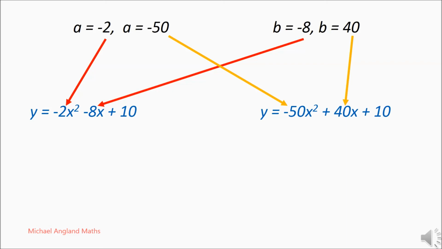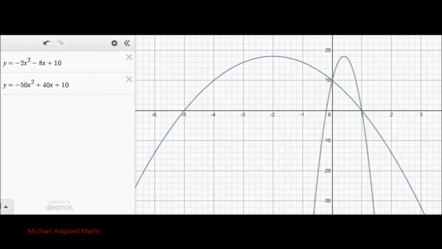Now the next thing we will be doing is looking at these on a graphing calculator to see exactly how, visually, they meet the conditions that were set down originally. So we're looking now at both of these graphs. On the left-hand side, you can see y equals minus 2x squared minus 8x plus 10, and below that, y equals minus 50x squared plus 40x plus 10. The upper equation refers to the blue parabola and the lower equation to the green parabola. And looking at these, we can see that they both have a maximum value of 18. So the third condition is met.